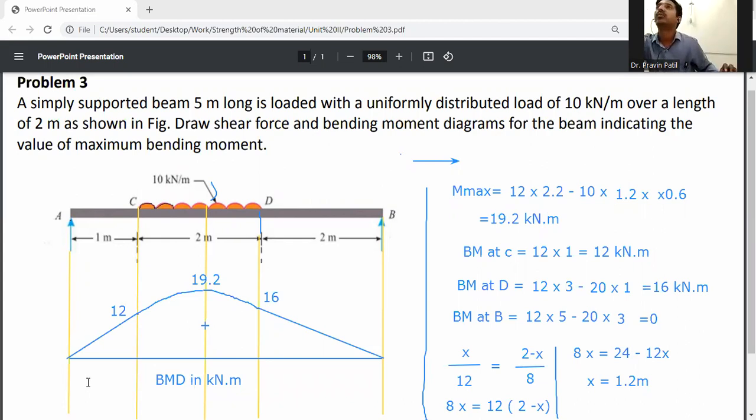Why is the bending moment positive? Because the beam is supported at the ends, when you apply force on the beam it bends in a sagging manner. We call this a sagging bend, so we take the bending moment as positive. So this is the SFD and BMD calculation and reactions of the beam for a simply supported beam.